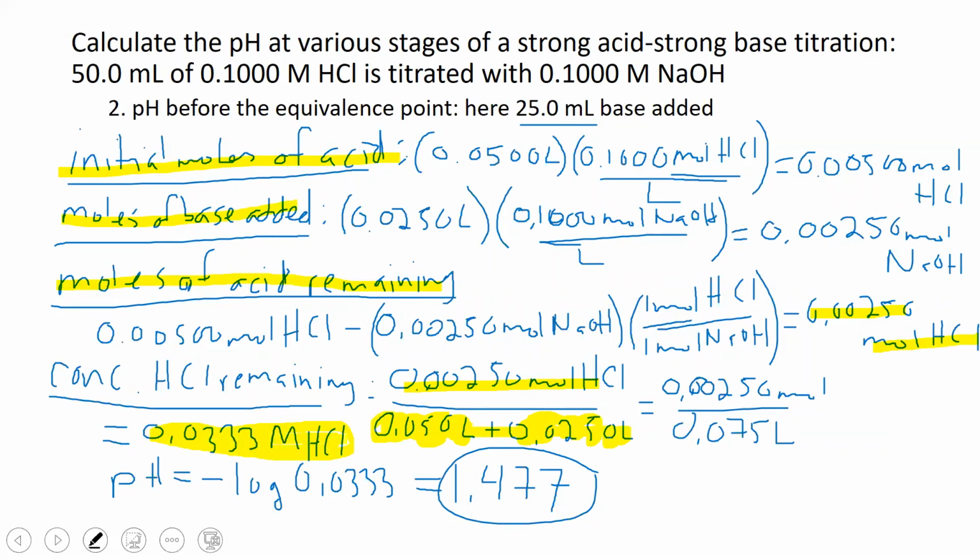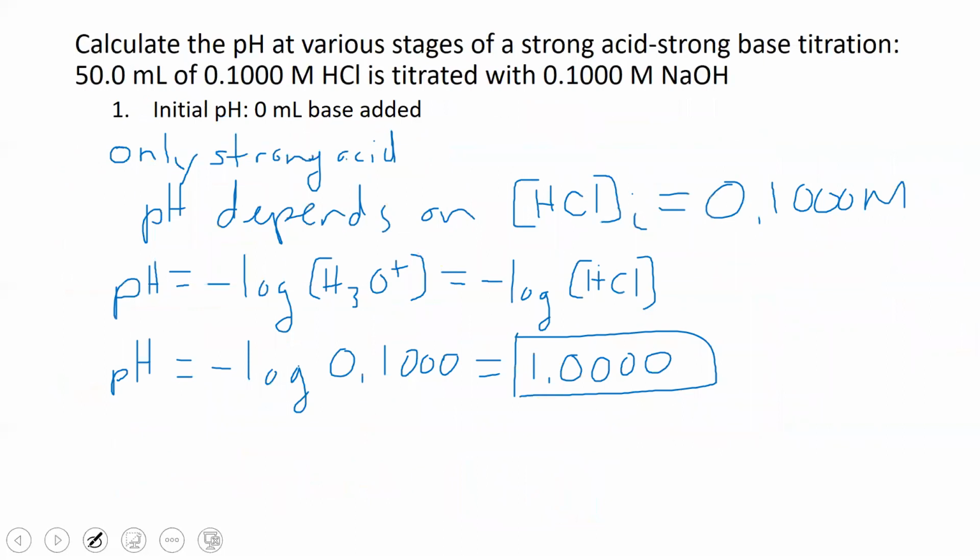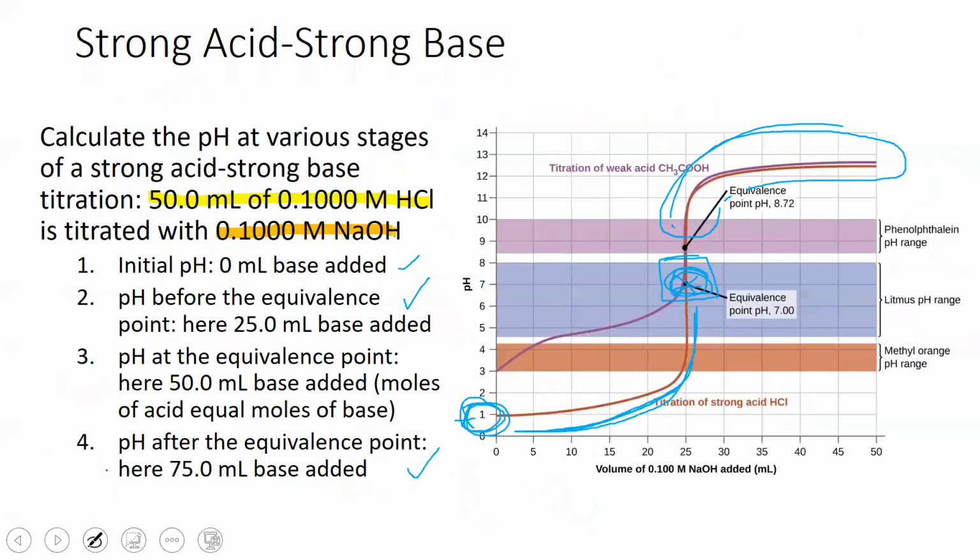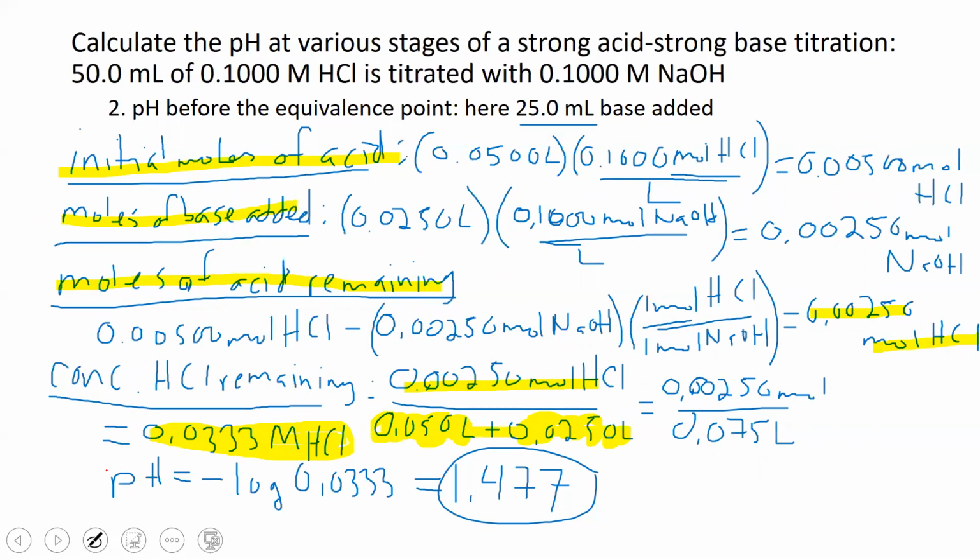We use that to calculate the pH. You just plug in that new concentration after the added strong base, and the negative log of the concentration gives you the pH of the solution.